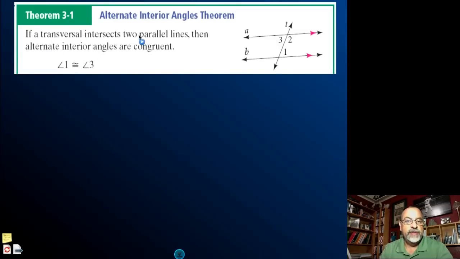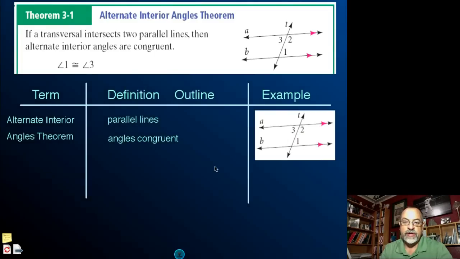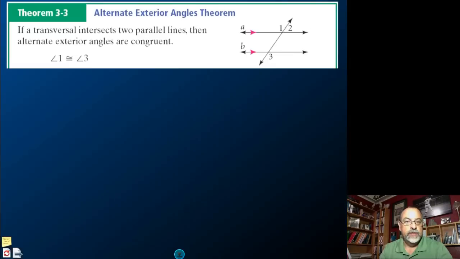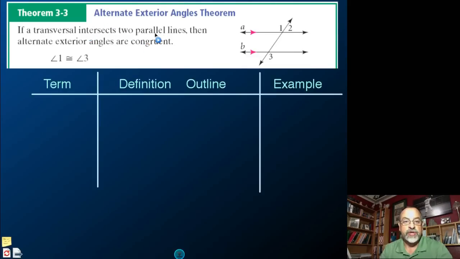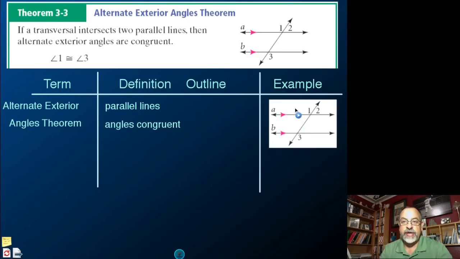The next one has the same condition. If the lines are parallel, then the alternate interior angles are also congruent. So the corresponding angles are congruent, and the alternate interiors are equal as well. So angle 1 would be equal to angle 3 in this diagram. Again, the condition is you have to have parallel lines. If they are, then these alternate interior angles are congruent to each other. The next one is the alternate exterior angles. They are also congruent if, again, the lines being intersected are parallel.